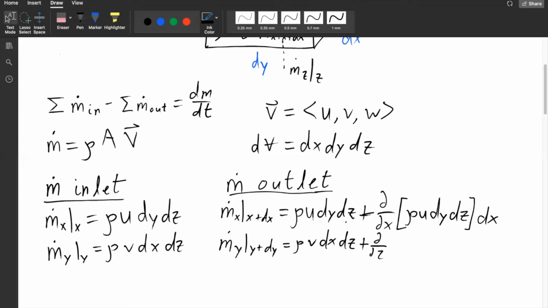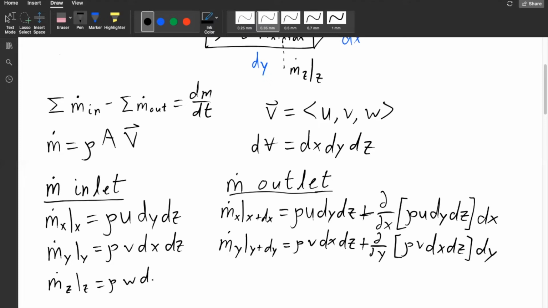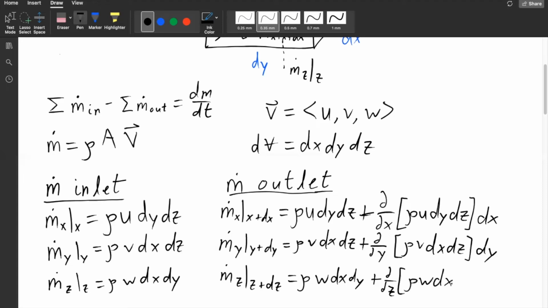Partial y rho v dx dz times dy. And lastly, we have m dot z at z equals rho w dx dy. m dot z at z plus dz equals out to be rho w dx dy plus partial z rho w dx dy times dz.